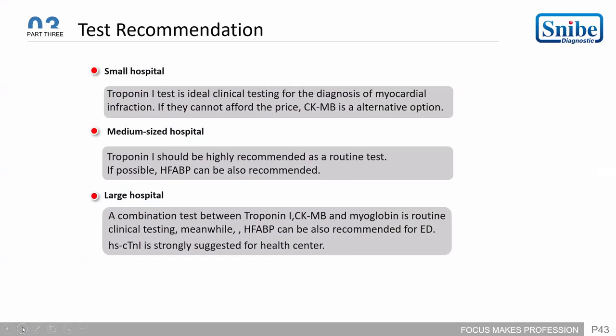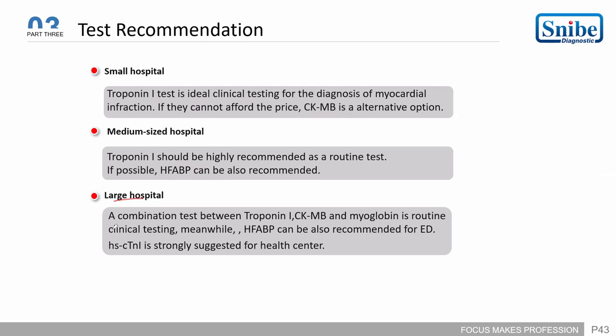The test recommendation for a small hospital is the troponin I test. These days, the high-sensitivity troponin I test is the ideal clinical test for myocardial infarction. If they cannot afford the price, CKMB is an alternative option for the small hospital. For the medium-sized hospital, troponin I should be highly recommended as a routine test. If possible, HFABP can also be recommended along with the troponin I assay.